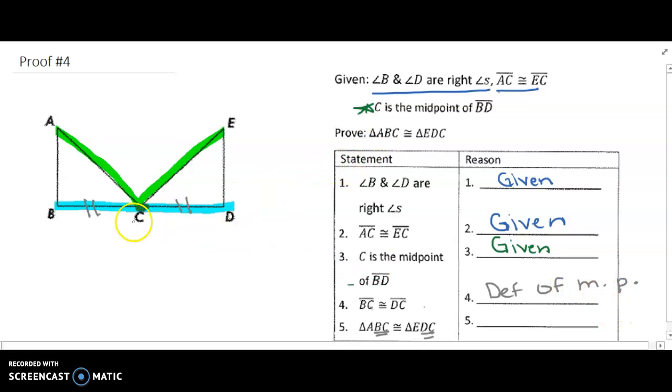Now we do know, and I didn't mark it and I should, that this and this are right angles. Well, if these are right angles, that means this is a hypotenuse, and this is a hypotenuse, and this is a leg, and this is a leg. So remember, I can use that forgotten theorem, the hypotenuse leg congruency theorem, and that's all I need to show these triangles are congruent.